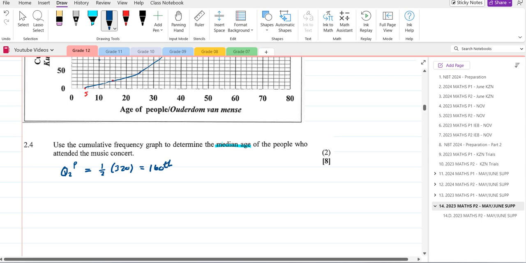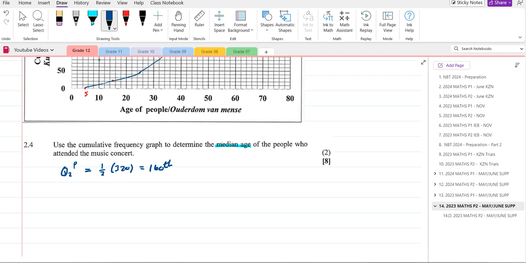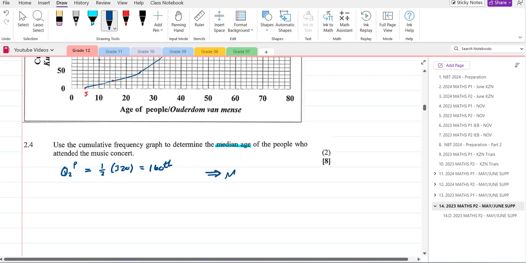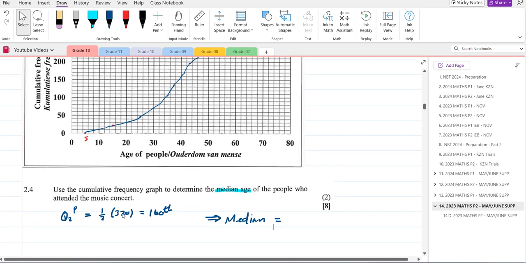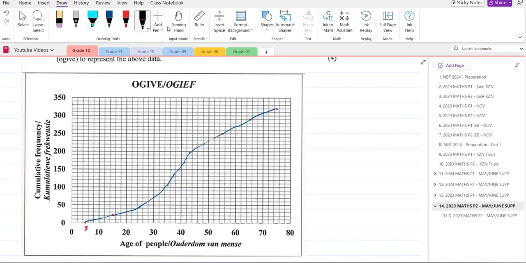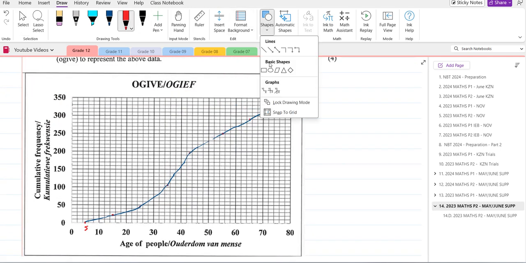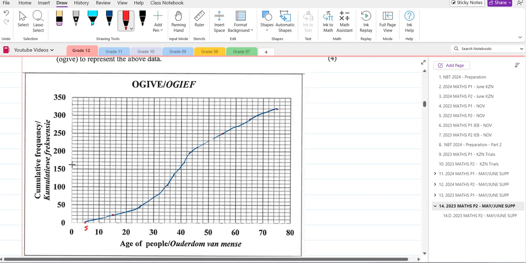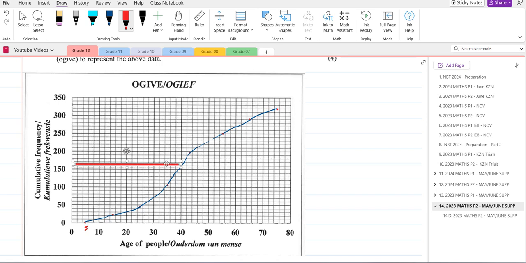Now if you're finding the quarter, then you're going to have a quarter of 320. If you're finding the 75th percentile, in other words if you're finding Q3, then you're going to say 3/4 of 320. So the 160th position, I have to read off the value on the x-axis, so this implies the median. So the median is equal to, I'm going to get it from the graph. So 160 is a line right here. Let me draw it in red for you. 160 is right here, and we're going to read off the value just now.